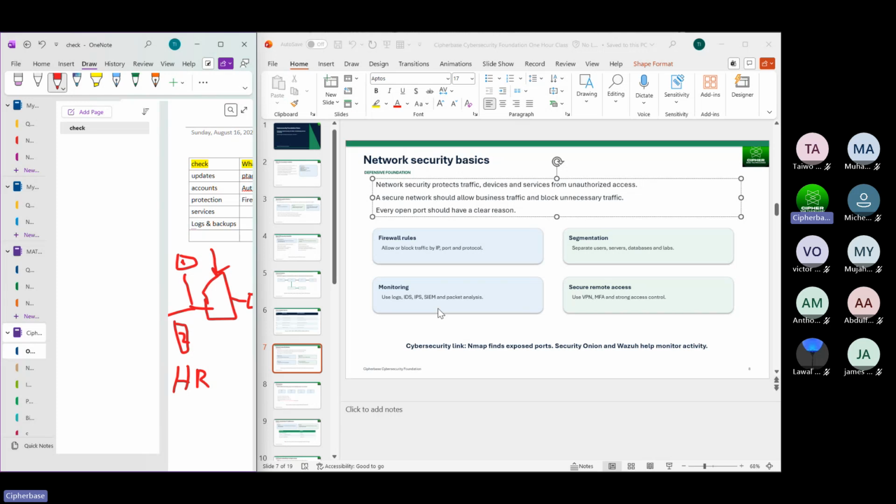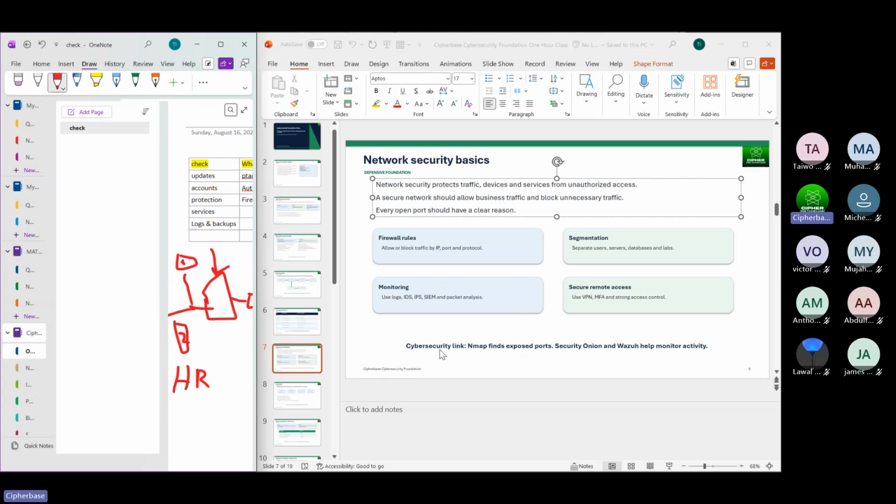And also in Microsoft Office 365, we go there as well. I will show you how we monitor what is going on in our Office 365 environment. So that's just about this. And we have secure remote access. Under secure remote access, of course, we use VPN, but VPN is not enough. We use MFA, that is multi-factor authentication, and strong access control and passwords to secure our devices. So that's what I want you to understand here.